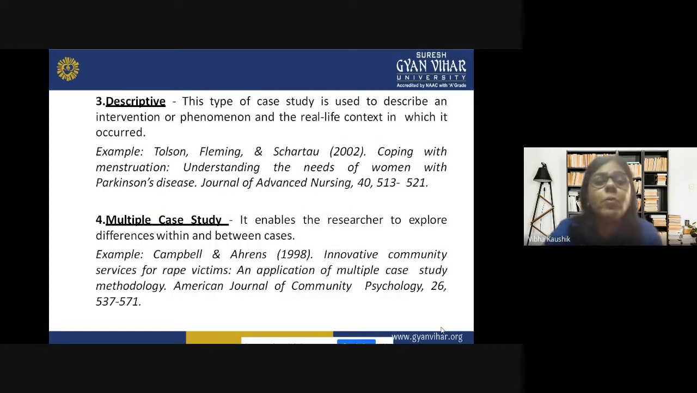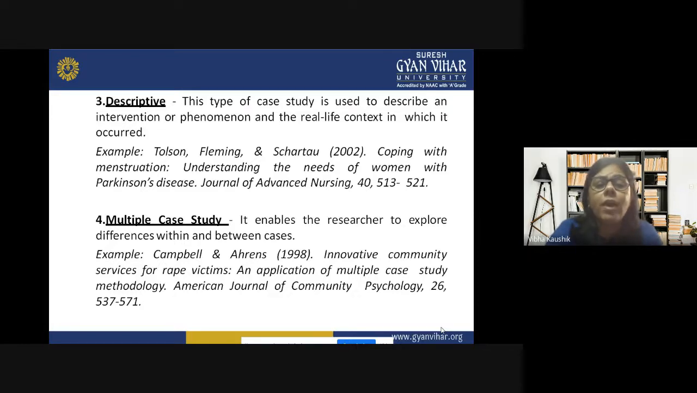Now, the third one is descriptive. This type of case study is used to describe an intervention or phenomena. When we use the descriptive case study method, it is used to describe an intervention or phenomena and the real life context in which it occurs.